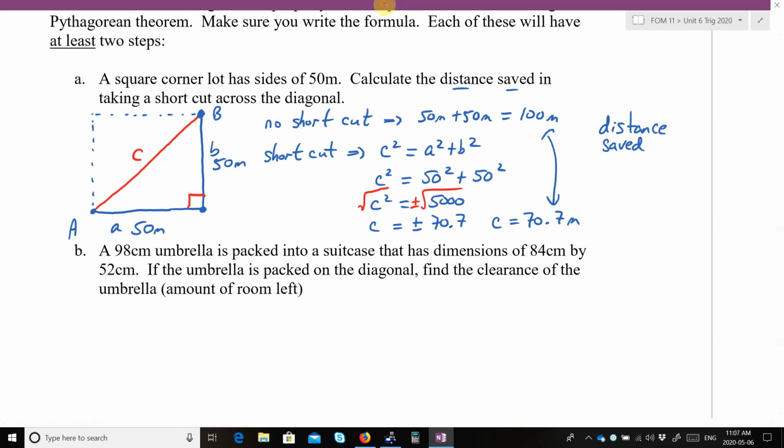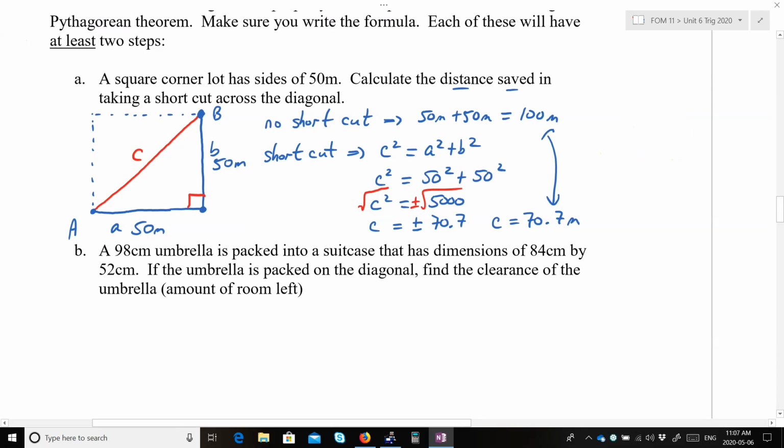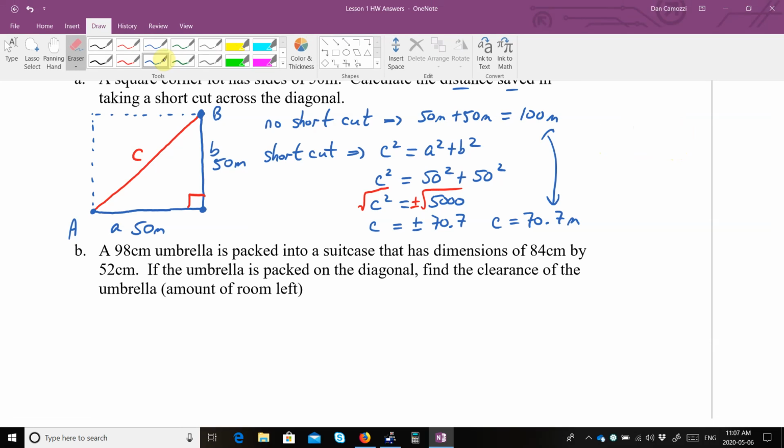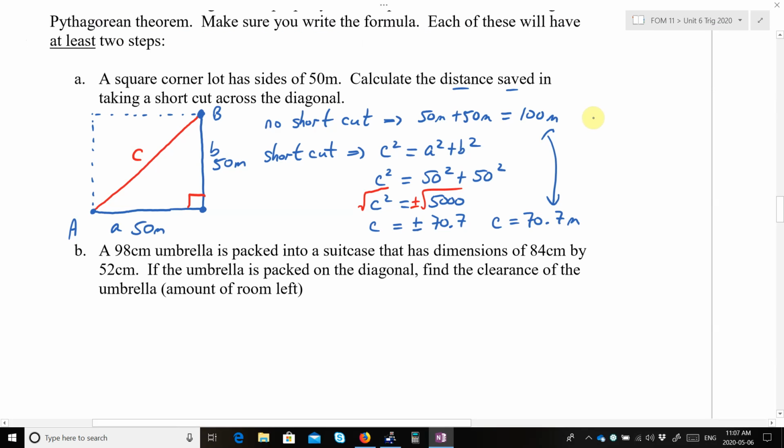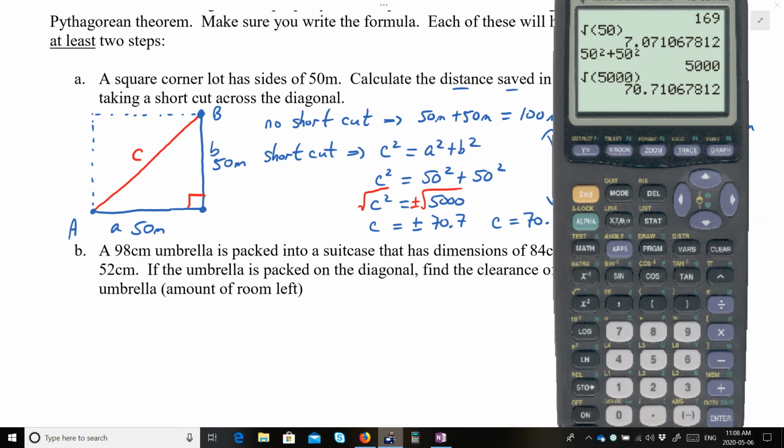Give myself a little bit more space there, I think. Distance saved is equal to 100 meters minus 70.7 meters, and that is going to be 29.3 meters, if you go 100 minus the 70.7.